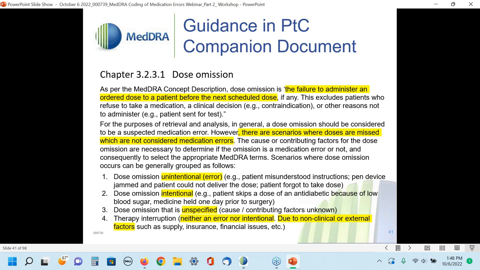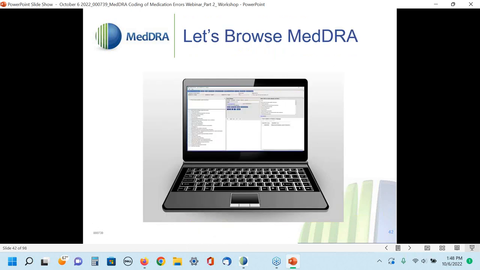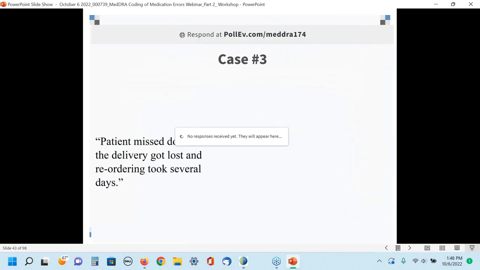So in this particular case, because this is a question of a patient not being able to take the drug because there was a delivery issue, I'm starting to focus on that whole concept of therapy interruption as probably the best choice here for the basis of this drug or dose omission. So we go to the browser, and we're going to try to come up with some scenarios here. I would like you to find LLTs for everything in this particular verbatim, as short as it is, that you think are worthy to be captured.